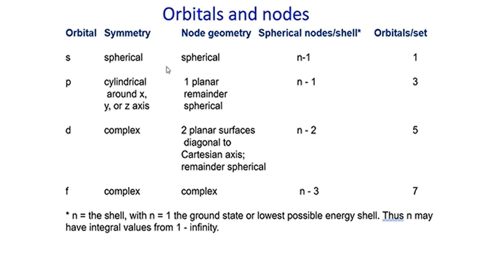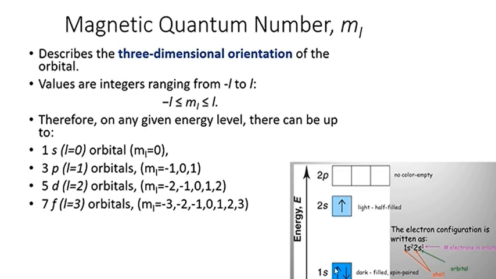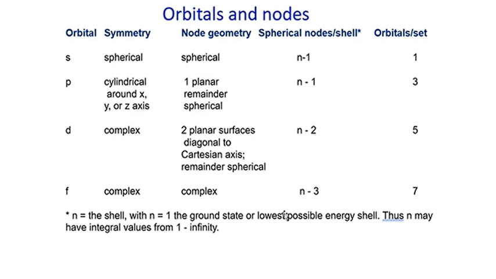Right, and these are the orbitals and nodes. The S orbital is symmetric, of spherical shape. That is quantum number one. Then the node geometry is spherical, the number of nodes is n minus 1, and the number of orbitals is 1. Because here you can see only S has 1, but P has 3. You can identify those things in the diagram. Then P is a cylindrical shape, D is again a complex shape, and F is also a complex shape.